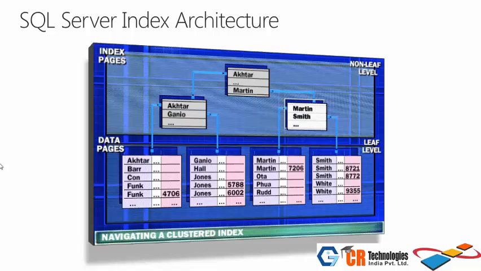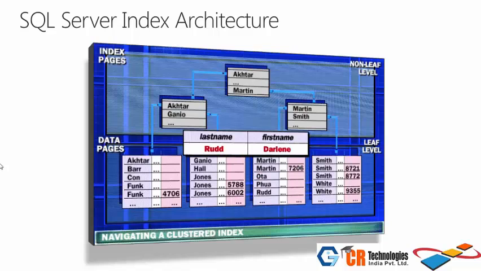SQL Server evaluates whether Rudd is greater than or equal to the key value Martin. The comparison evaluates to true, and SQL Server moves to the next key value. SQL Server evaluates whether Rudd is greater than or equal to the key value Smith. The comparison evaluates to false. SQL Server uses the previous key value, Martin, and moves to the page at the next level to which the key value Martin points. SQL Server reads through the data page until it finds Rudd. It then returns the row to the query processor.